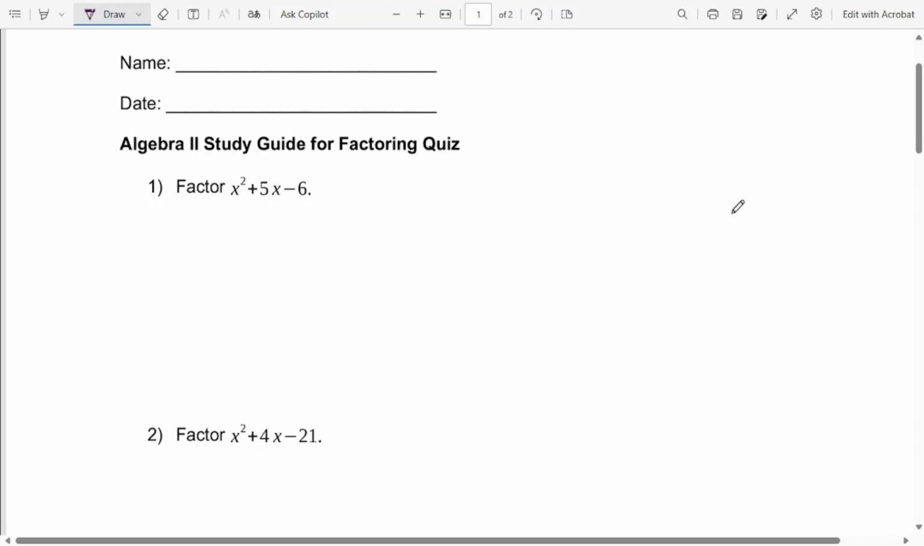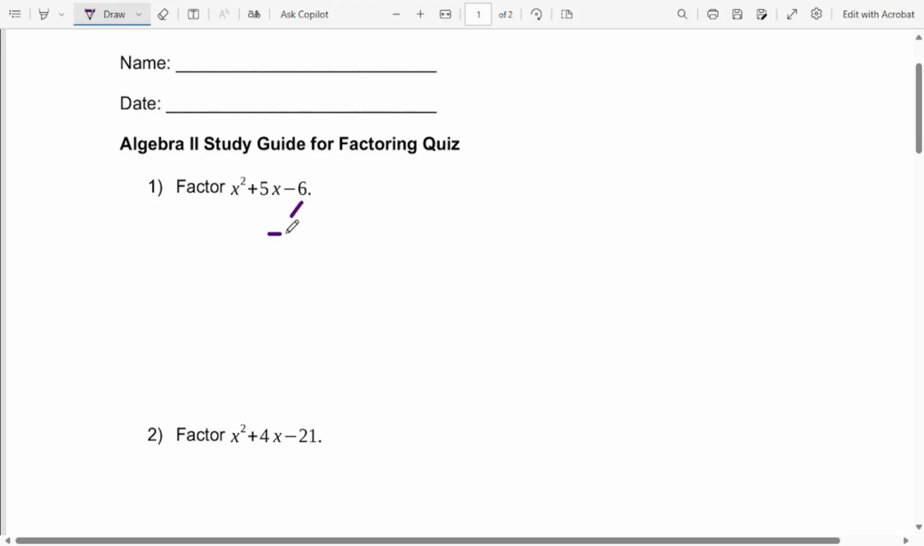The first one, we're going to factor x squared plus 5x minus 6. Now, because the term in front of x is positive and the last term is negative, I know I have to multiply a positive and a negative together, and the positive number, because it adds to a positive number, must be further away from 0 than the negative number. So let's list out some potential factors.